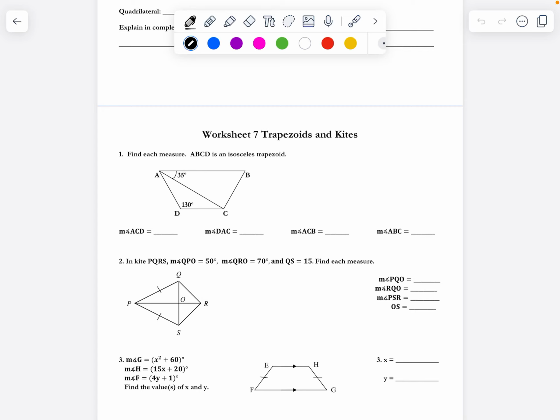What's going up, everybody? So I had a couple of questions on worksheet 7 that some of you guys emailed me. So I am going to go over just a few of these problems to help you guys out.